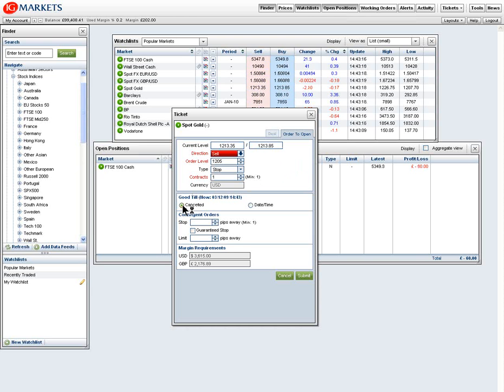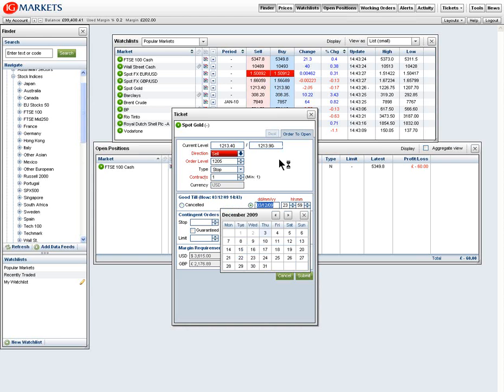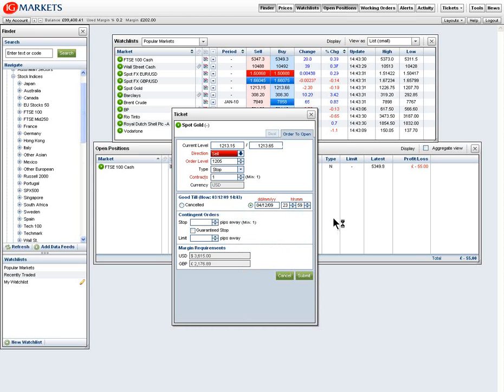We can choose to have this order good till cancelled, which means it stays in until it gets hit, or we choose to cancel it, or good till a specific date and time. Let's say I only want it effective until the close of business on the 4th of December. I can set that up.